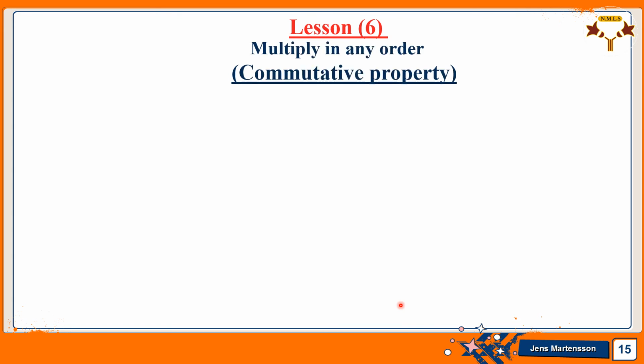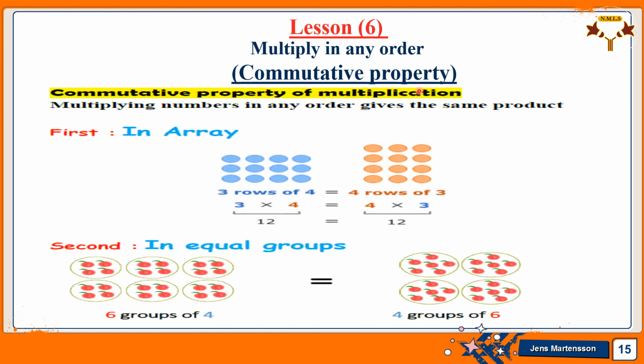And now we are in lesson 6. Multiply in any order. And in any order here means commutative property. So what is the meaning of commutative property? Let's see together. Commutative property of multiplication means in any order gives the same product.